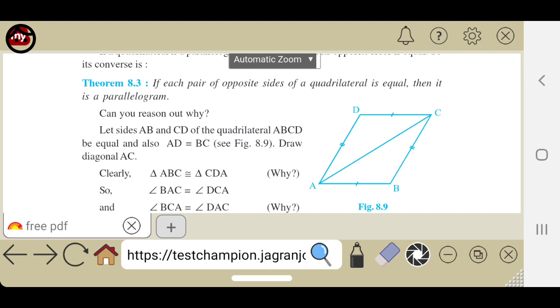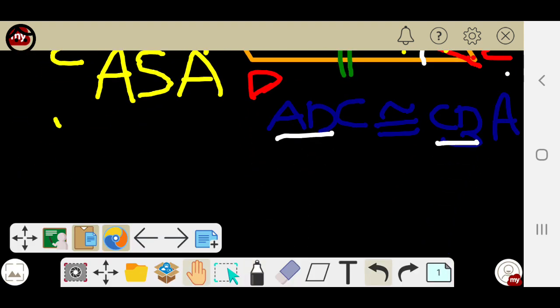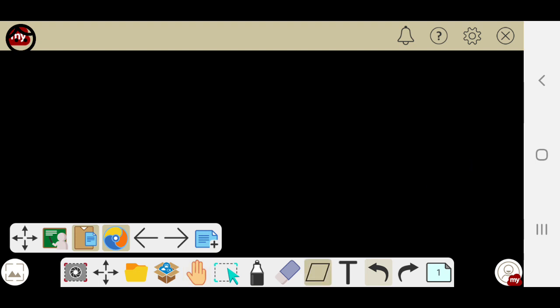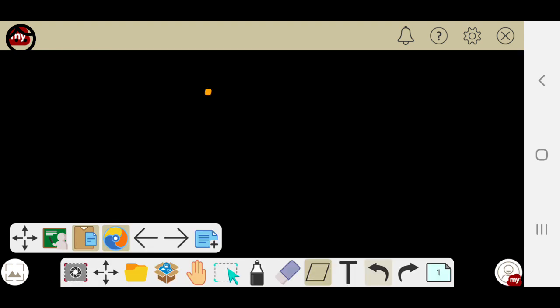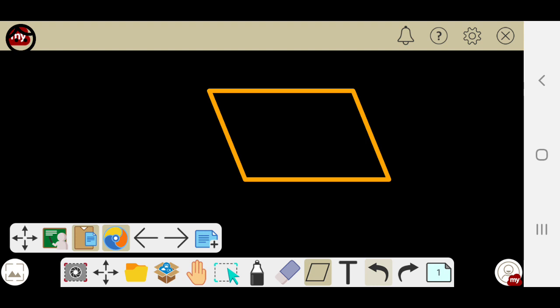If each pair of opposite sides of a quadrilateral is equal, then it is a parallelogram. In a quadrilateral, if each pair of opposite sides is equal, then it will be a parallelogram. It is not given that it is a parallelogram. Suppose that it is a quadrilateral only.